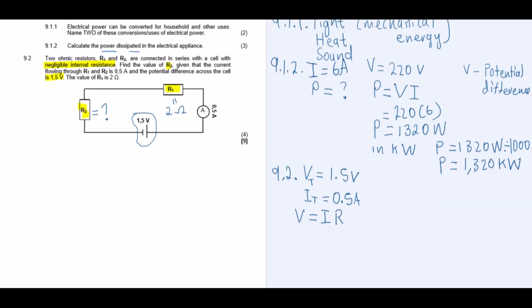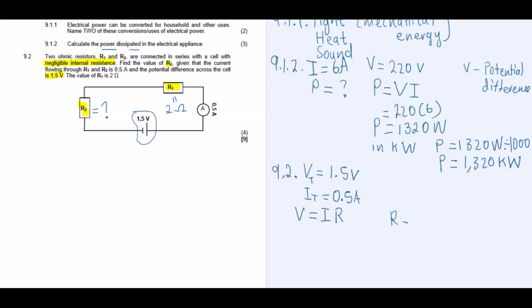from V is equal to IR. So this formula here can calculate the total resistance. Just in case you're wondering where I got this formula, it's there on your formula sheet: R is equal to V over I, right? So you can just write that formula there. You will see that R is equal to V, the voltage 1.5, divided by the current, which is 0.5. We are calculating the total resistance of this cell, and the total resistance will be 3 ohms.